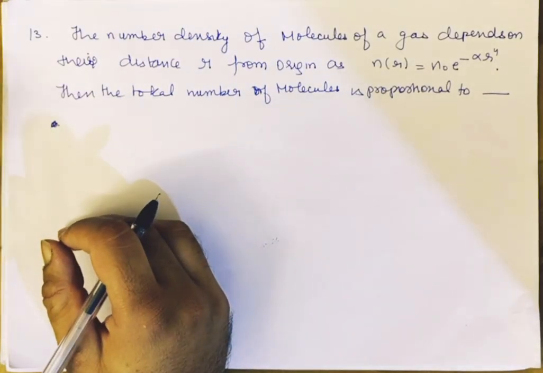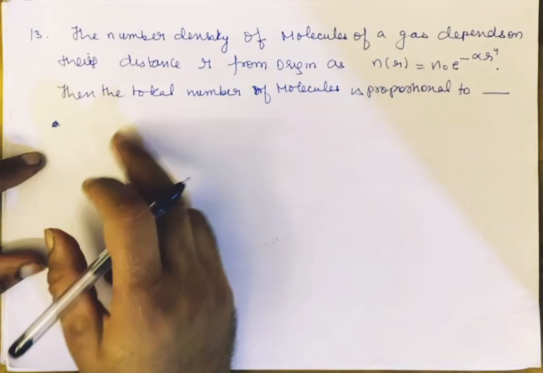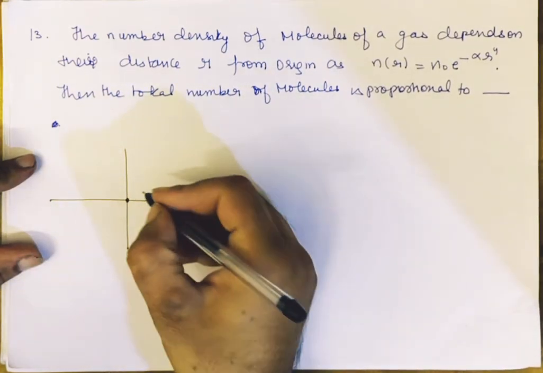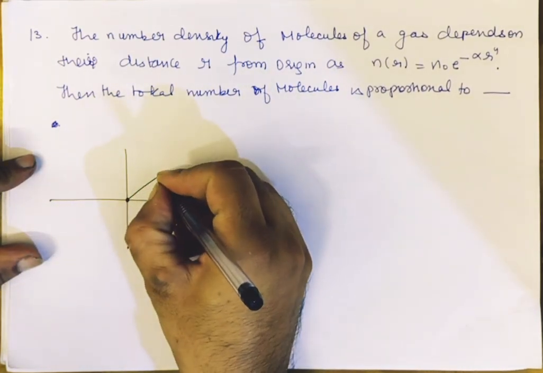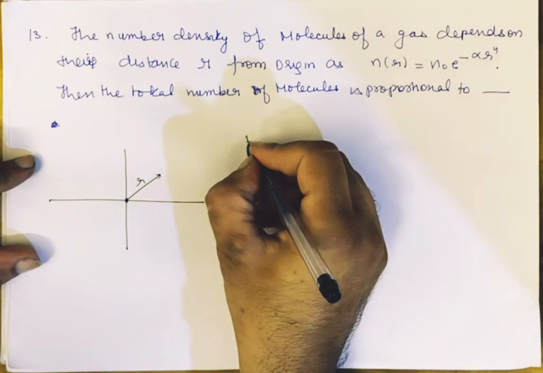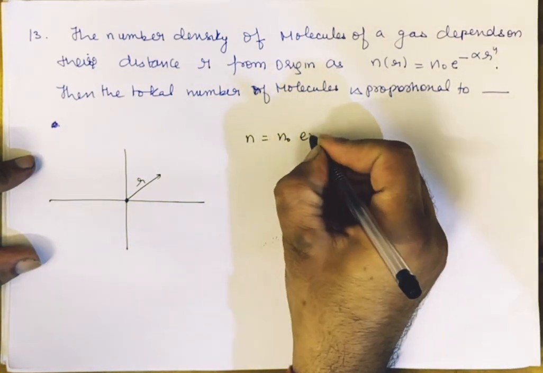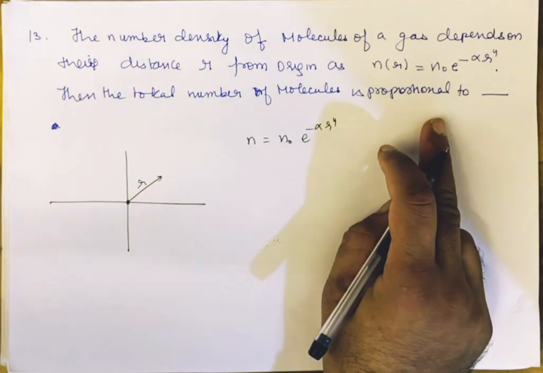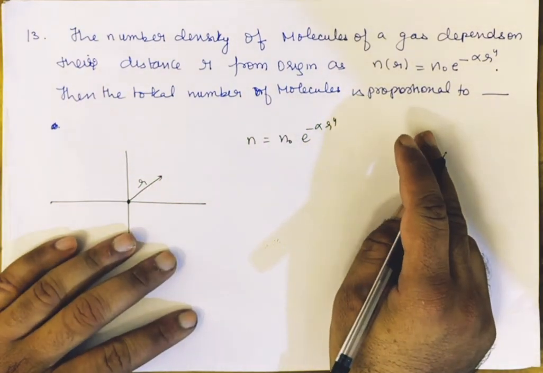The number density of molecules of gas depends upon the distance r from the origin. So there's an origin and the number density depends on the distance from the origin r. And how is it depending? It is given as n naught e power minus alpha r power 4. Then the total number of molecules is proportional to... you have to calculate the total number of molecules.